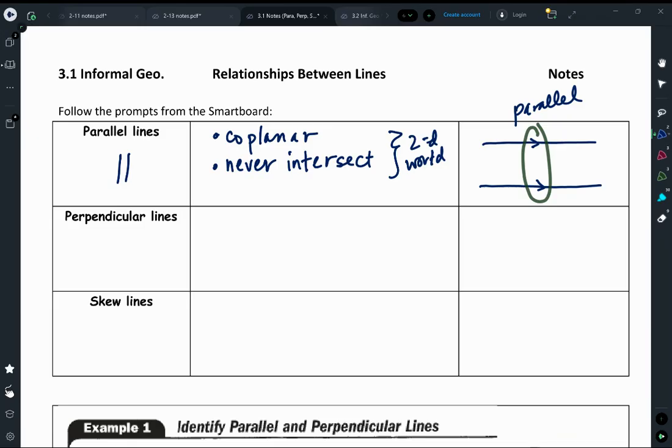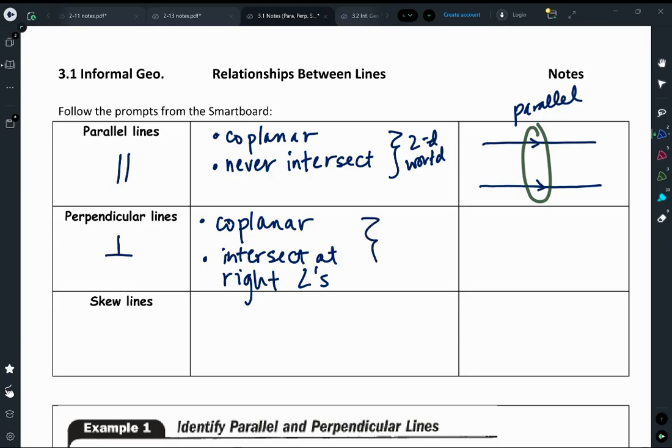So perpendicular lines, the symbol for perpendicular looks like this. And perpendicular lines are also coplanar. And again, we're talking about 2D world. We're not talking about 3D. We're talking about flat. And they intersect at right angles. We're going to add in the words 2D world again here.